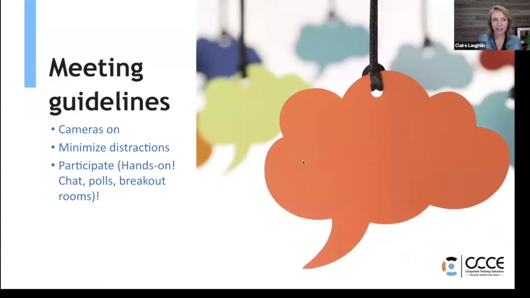So let's review our meeting guidelines. If you can keep your camera on, especially for breakout sessions, that would be great. Today is a very hands-on class. We're going to do multiple exercises where you have time to go and work together, and also a little bit work on your own as well to really look at your course.